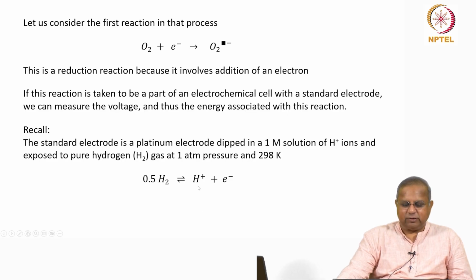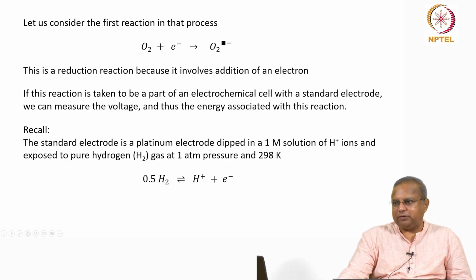and as a reaction you could write it as 0.5 hydrogen giving you hydrogen ions and electrons, very simple. So, this causes an electron flow from an electron donor to an electron acceptor, and that electron flow is nothing but current, which can be measured as a voltage also.